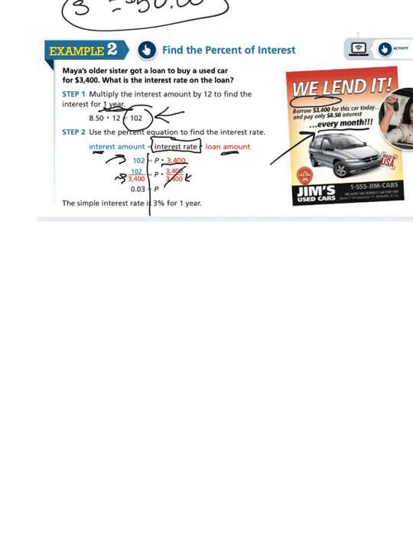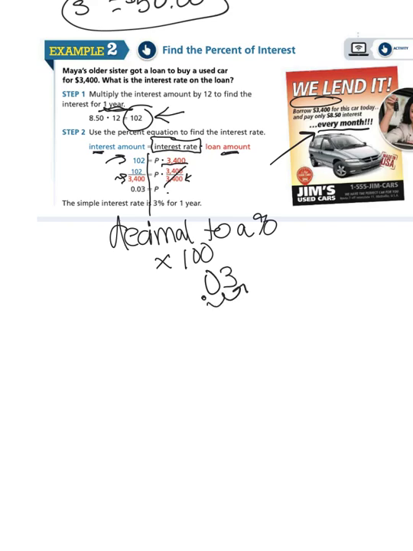When you do that, these 3,400s go away, and you come up with 0.03 equals your percent. Now you have to change your decimal to a percent by multiplying by 100. When you multiply by 100, you really move the decimal point 2 places to the right. So you would come up with a 3% interest rate for 1 year.